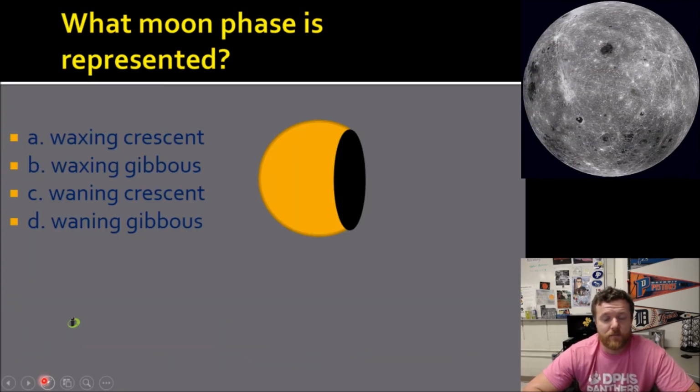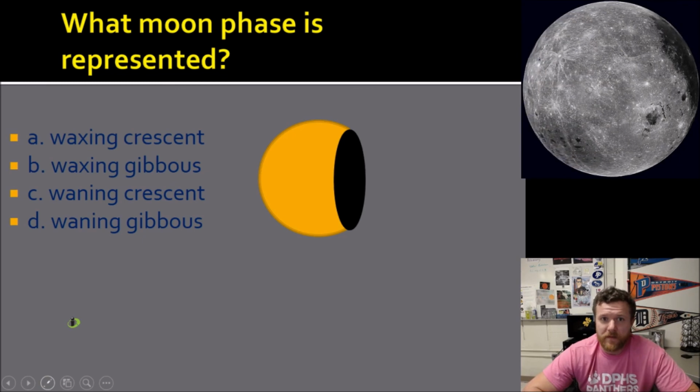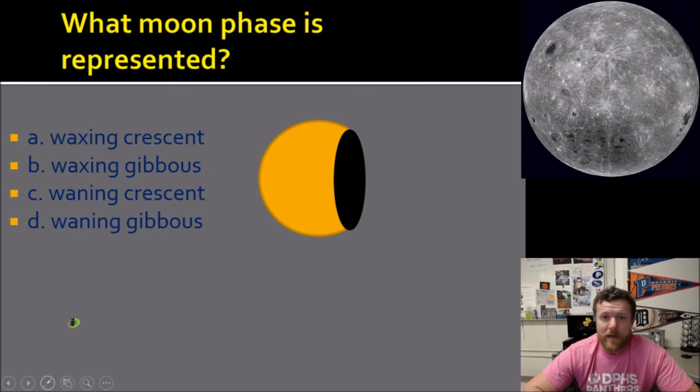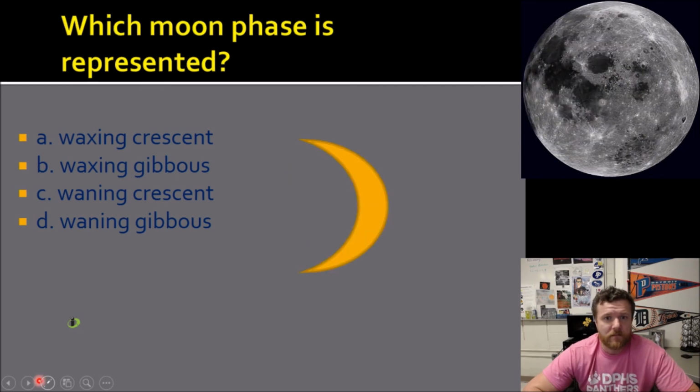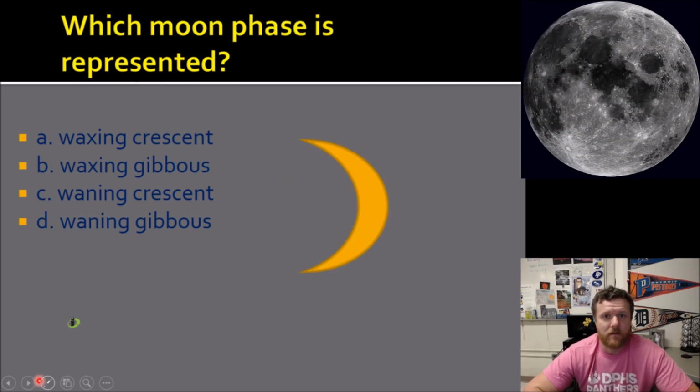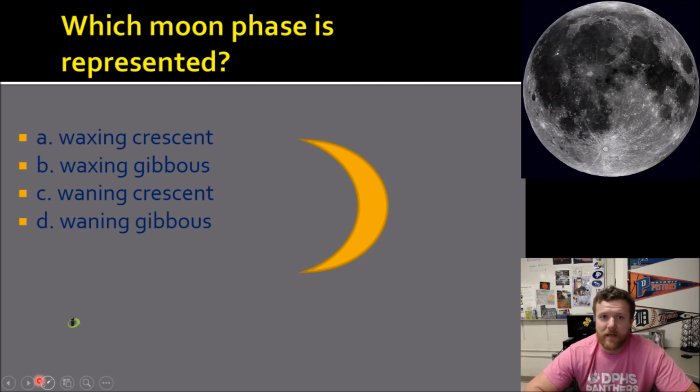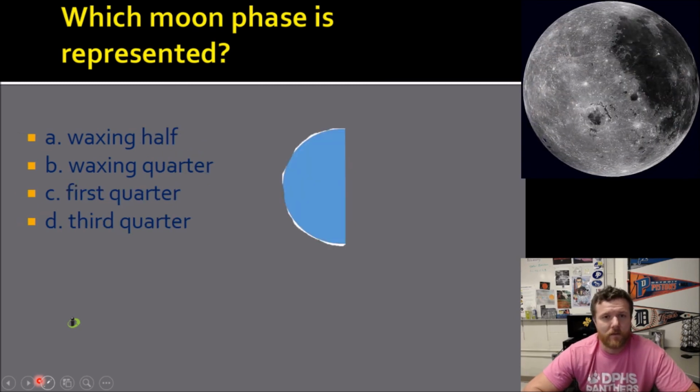What moon phase is represented here? Remember, it's the left-hand side that is lit up, and more than half of the moon is visible. What do you think this one is? It's the right-hand side of the moon that's lit up, and less than half is visible. And finally, what do you think this one is?